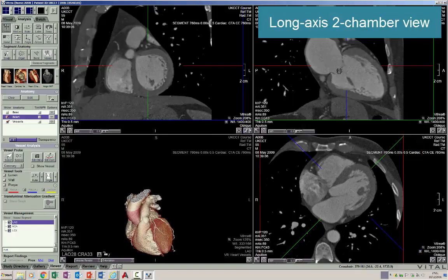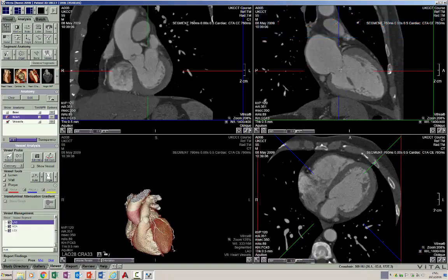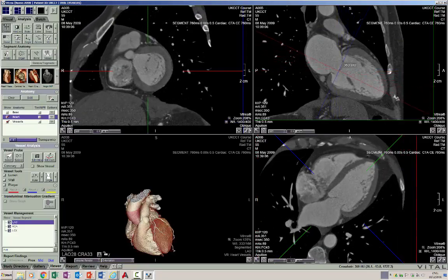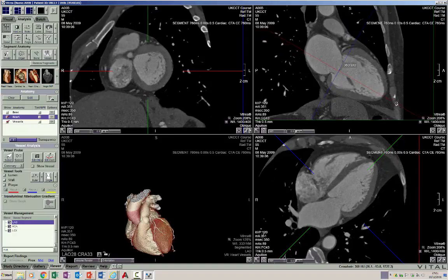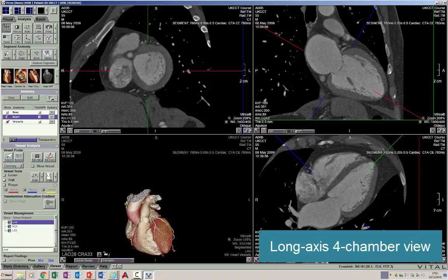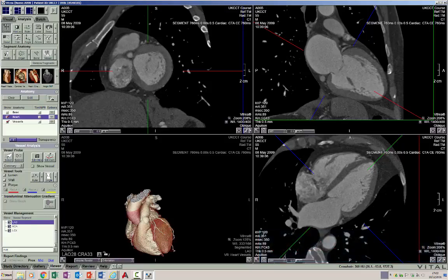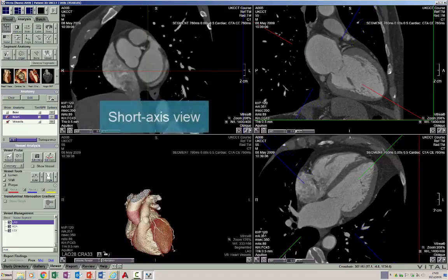If on this view, I center my crosshair roughly in the center of the mitral valve and then rotate the crosshair to pass through the apex of the left ventricle, what I am doing on the bottom right panel is creating a long axis four-chamber view of the heart. So these are the two most commonly used long axis views. Now by creating these views, the software has already done a view that is perpendicular to the long axis views of the heart, and this view on the top left corner is the short axis view through the heart.